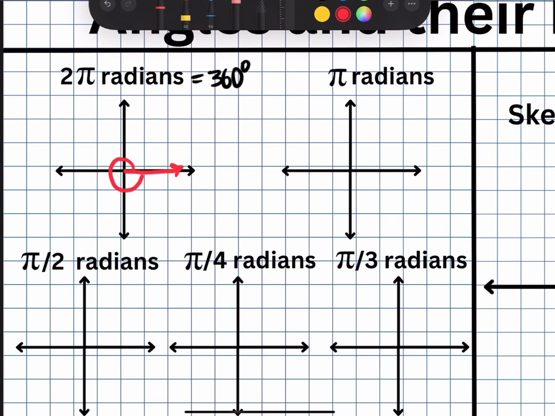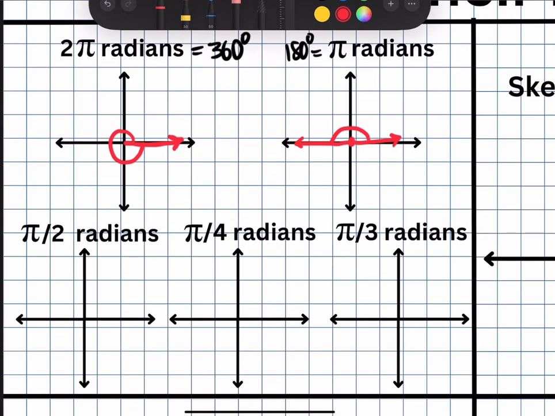So 360 would look like this, right? A full circle is 2 pi. Half of 2 pi is pi. And half of 360 is 180. So if I wanted to graph 180, I would have to do 2 90s, which would be a half circle. Okay? Half of pi is pi over 2, which is the same as 90 degrees. So this would look like a quarter of a circle.